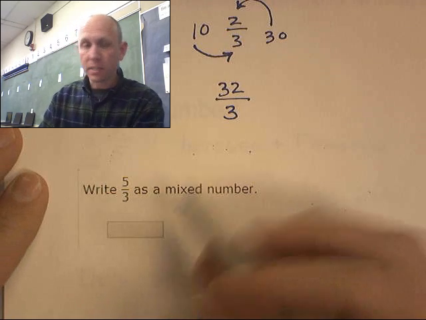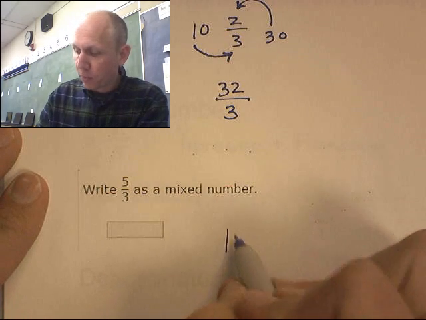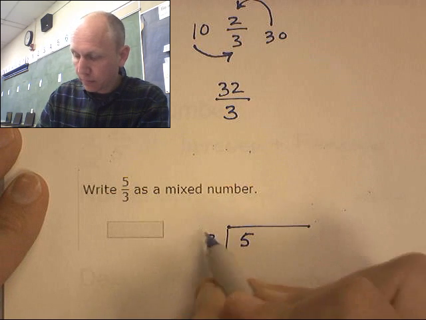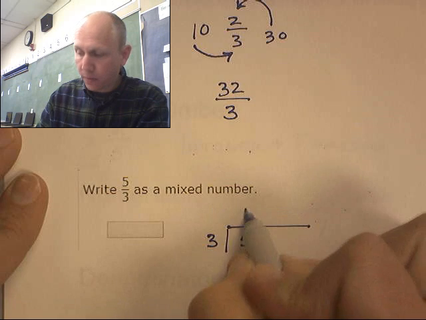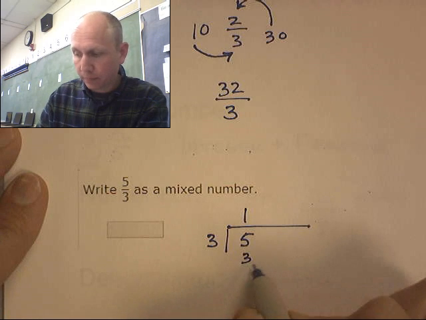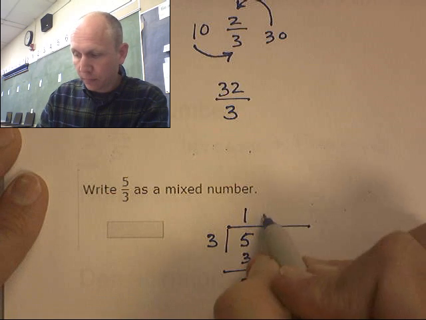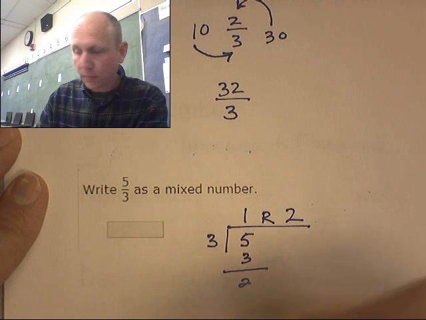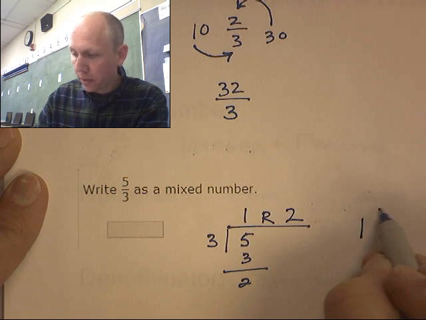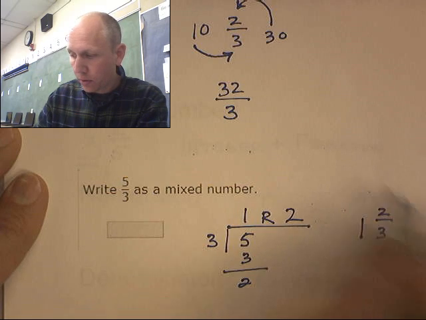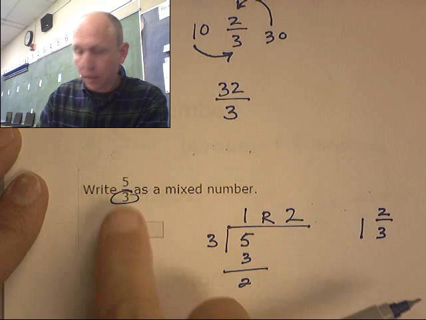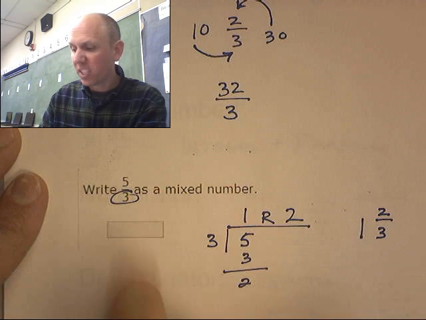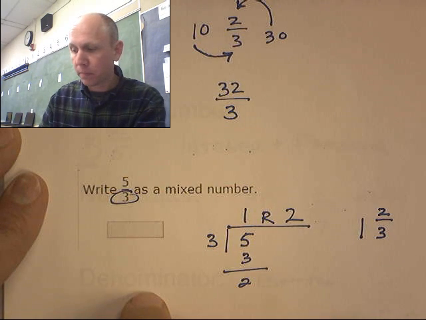Write 5/3 as a mixed number. Well, this is a division problem. 3 goes into 5 one time with a remainder of 2. This is 1 2/3. I used the denominator that was given to me. 1 2/3 is the same thing as 5/3.